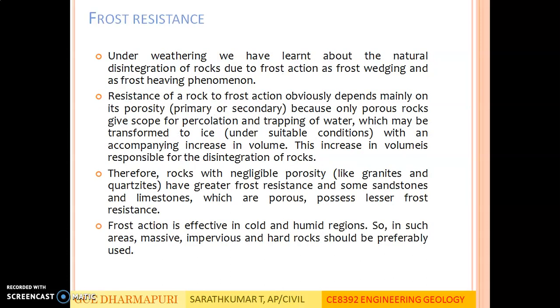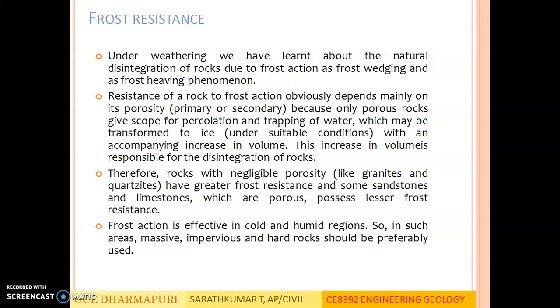Frost resistance. Under weathering, we have learnt about the natural disintegration of rocks due to frost action, as frost wedging and frost heaving happen. Resistance of a rock to frost action obviously depends mainly on its porosity, because only porous rocks give scope for percolation and trapping of water. Once the water is trapped inside, under suitable conditions, it can form into ice.